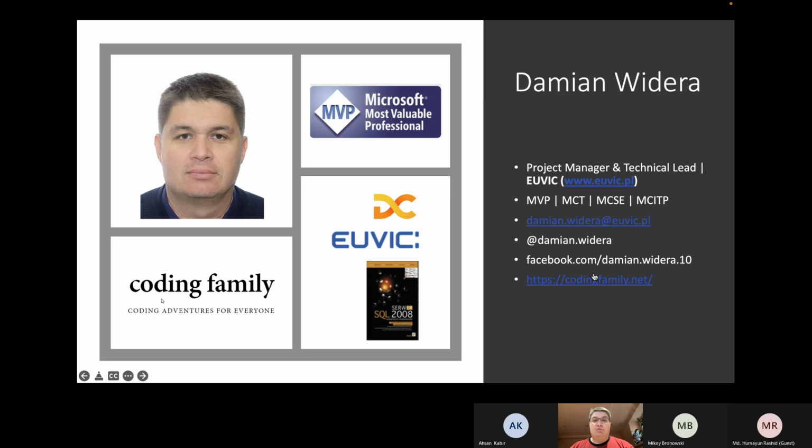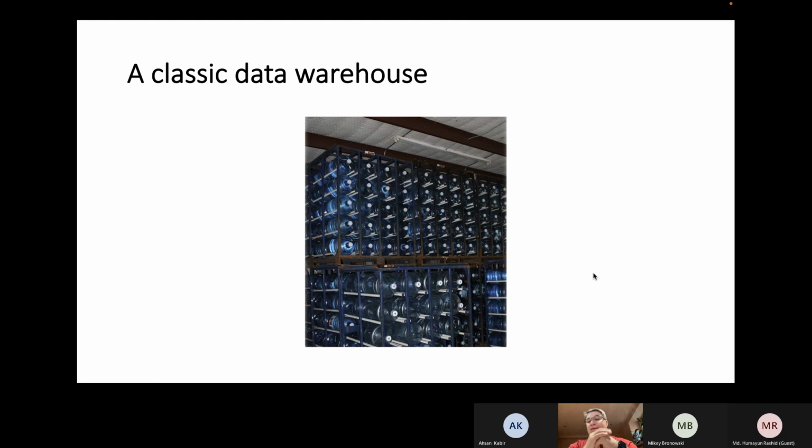Yeah, that's all about me, and I would like to tell you about the history when Synapse started and what problems it tried to solve. So basically, when we think about Synapse, we know that previously it was called Azure Data Warehouse. As a data warehouse, we know that it is something where you have everything prepared and designed very carefully, and every table has a defined shape.